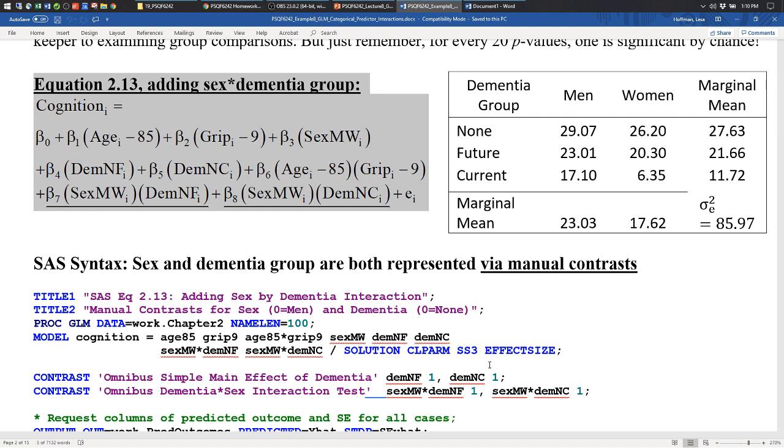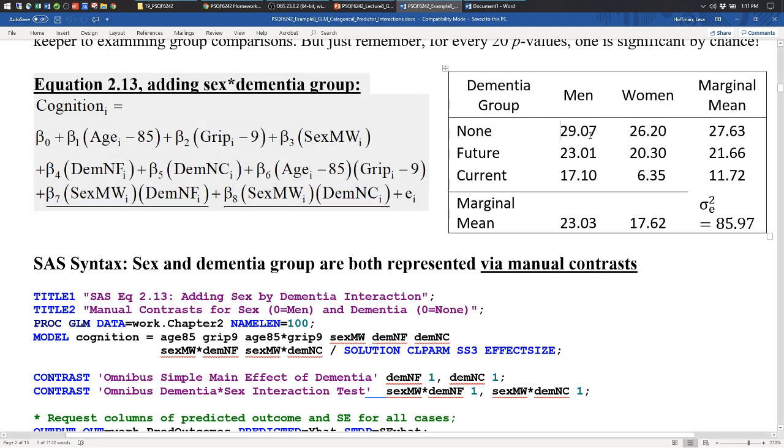Beta 7 and beta 8 are the interaction terms between gender and dementia. It takes more than one interaction term because dementia has 3 groups. So just as it takes 2 contrasts to fully differentiate the 3 possible group means and then get all their differences, it takes 2, I'm going to call these interaction contrasts, to differentiate how the effect of gender varies by dementia group.